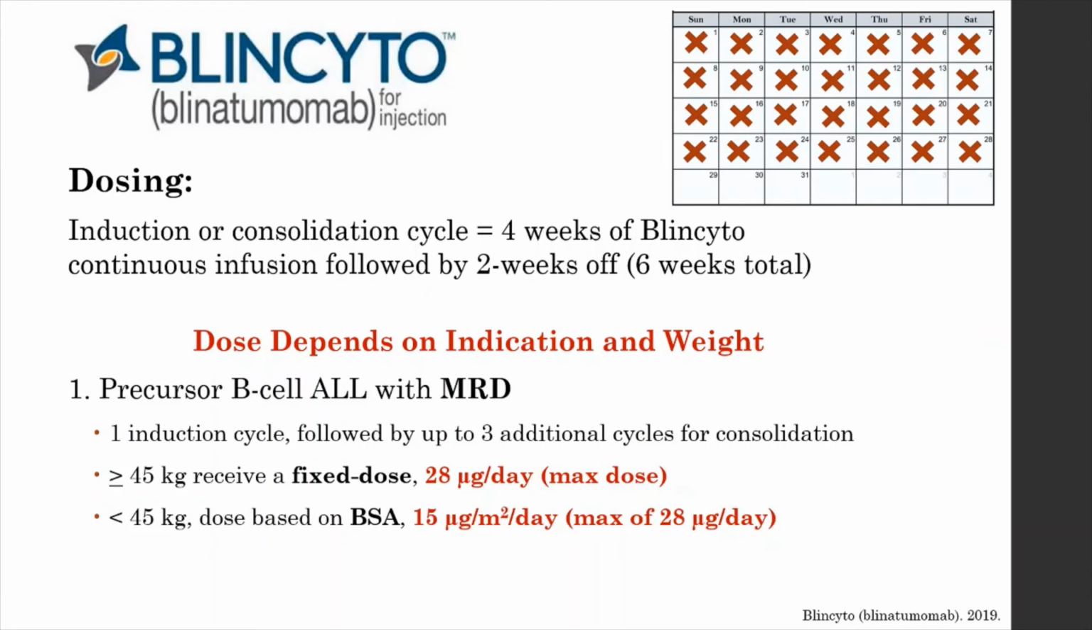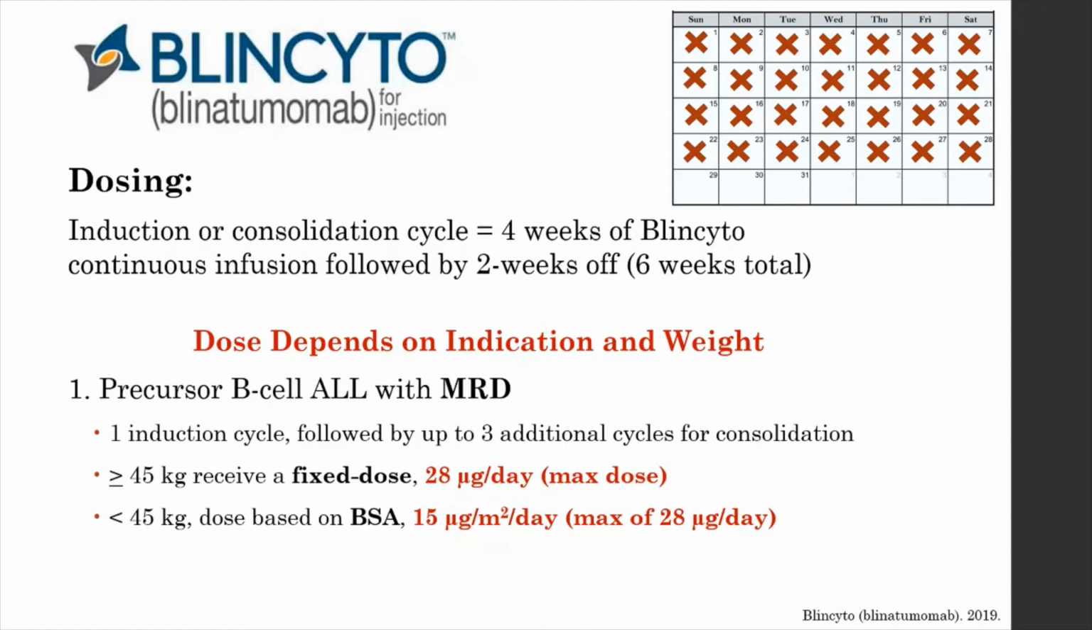Alright, so now let's get into the dosing for Blincyto. For the induction and consolidation cycles, Blincyto is given as a 4-week continuous infusion followed by 2 weeks off. So the total cycle is 6 weeks. And in order for patients to get 4 weeks of continuous infusion, they're usually discharged with a CAD pump. And then for the dosing, it really depends on the indication and the patient's weight.